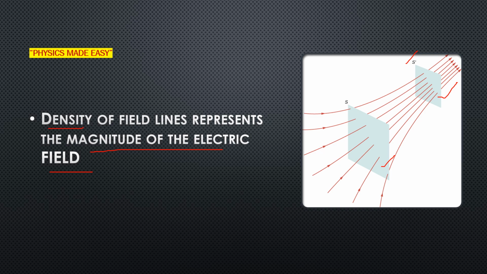So the density of the field lines represents the magnitude of the electric field. If the density is large, then the magnitude of the electric field will be greater. If the density is less, then the magnitude of the electric field is weaker.